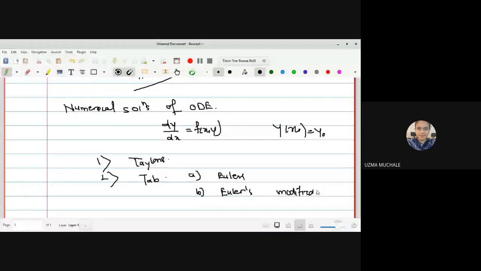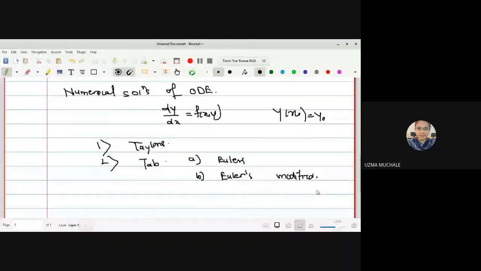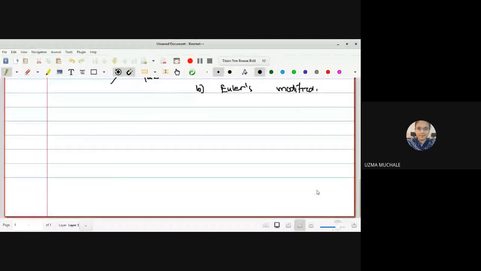Actually this method we have studied already in the differential equation. It is not much more difficult, what we have seen in the differential equation. Does anyone remember the method of approximations, somewhere in the third or fourth chapter in the differential equation paper?